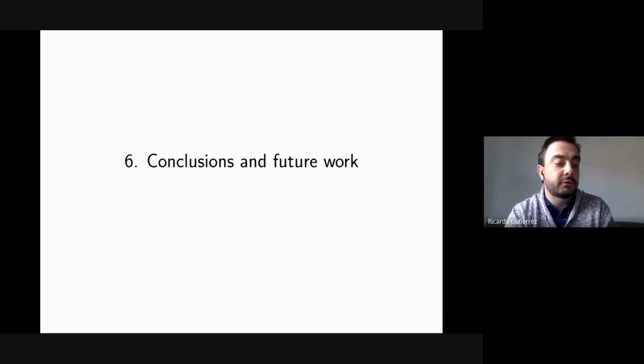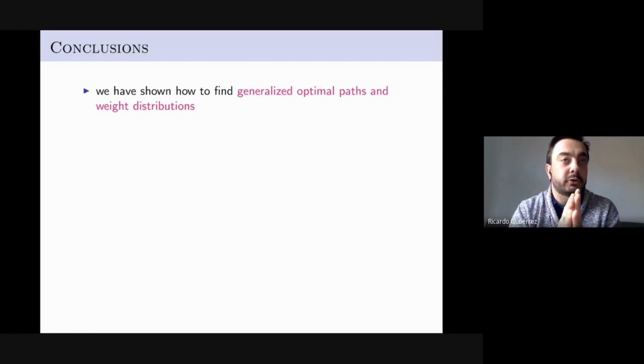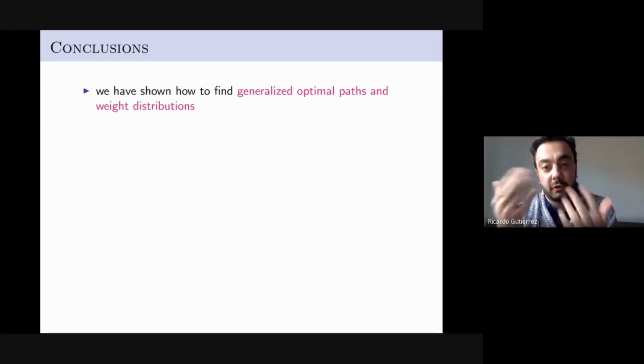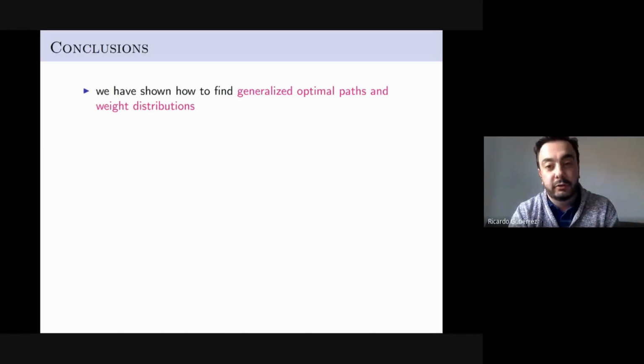Okay, so some conclusions about this. We have shown how to find generalized optimal paths and weight distributions by application of large deviations. First, we use some parameters to tilt the dynamics in such a way that we get some statistics of observables that we are interested in, and then we use the loop transform to extract the information on the transitions that actually realize those unlikely values in the natural dynamics.